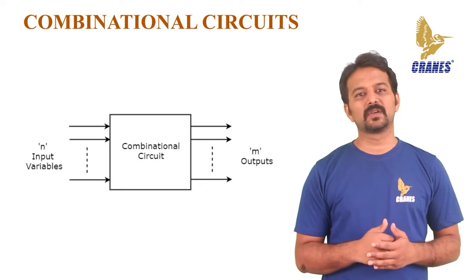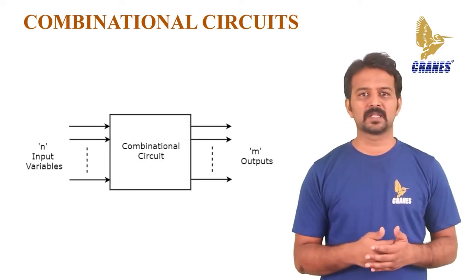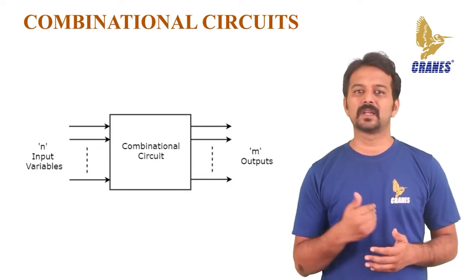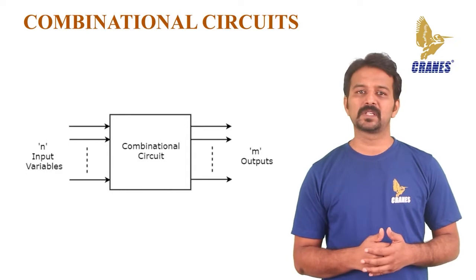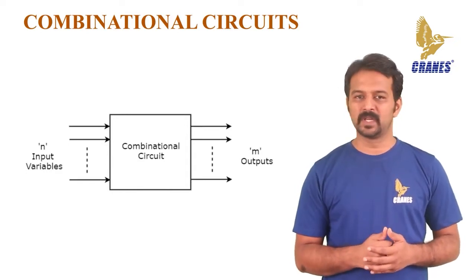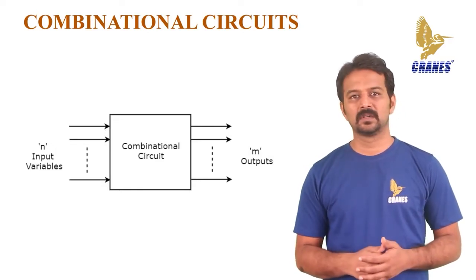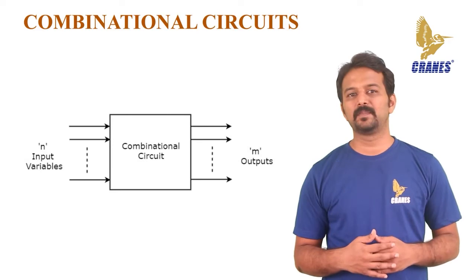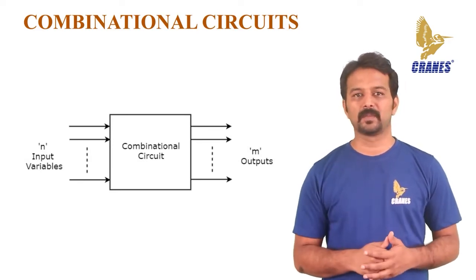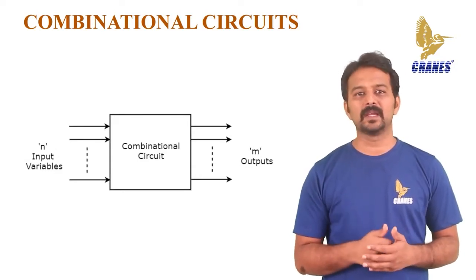A combinational circuit consists of input variables, which we can call N, logic gates, and output variables, which we can call M. For N input variables, there are 2^N possible combinations of binary input values. For each possible input combination, there is one and only one possible output combination. A combinational circuit can be described by M Boolean functions, one for each output variable, with each output function expressed in terms of the N input variables.